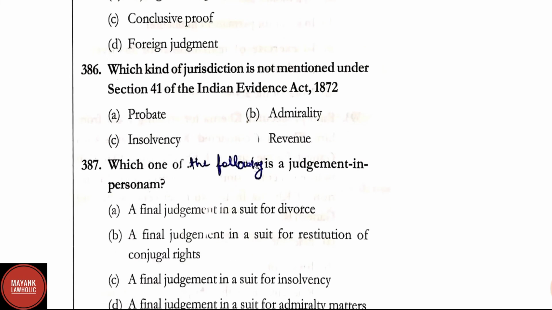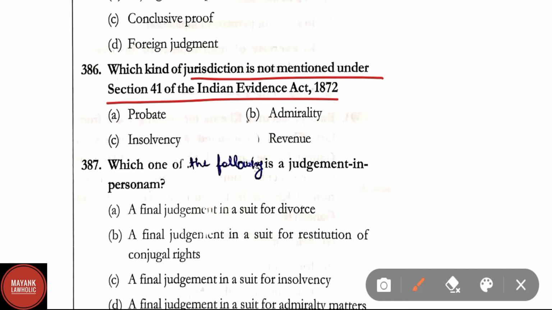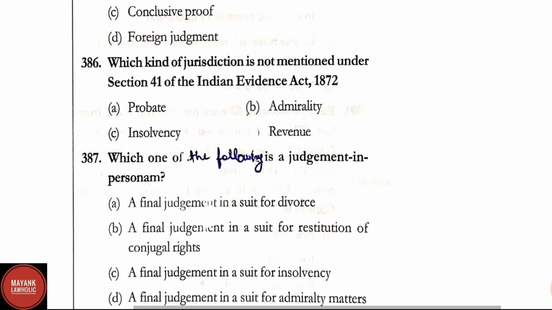Question number 386. Which kind of jurisdiction is not mentioned under section 41 of the Indian Evidence Act 1872? Probate, admiralty, insolvency, revenue. Here correct answer is option D, revenue. Revenue jurisdiction is not mentioned under section 41 of the Indian Evidence Act, whereas probate, insolvency and admiralty jurisdiction is mentioned in section 41 of the Indian Evidence Act 1872.